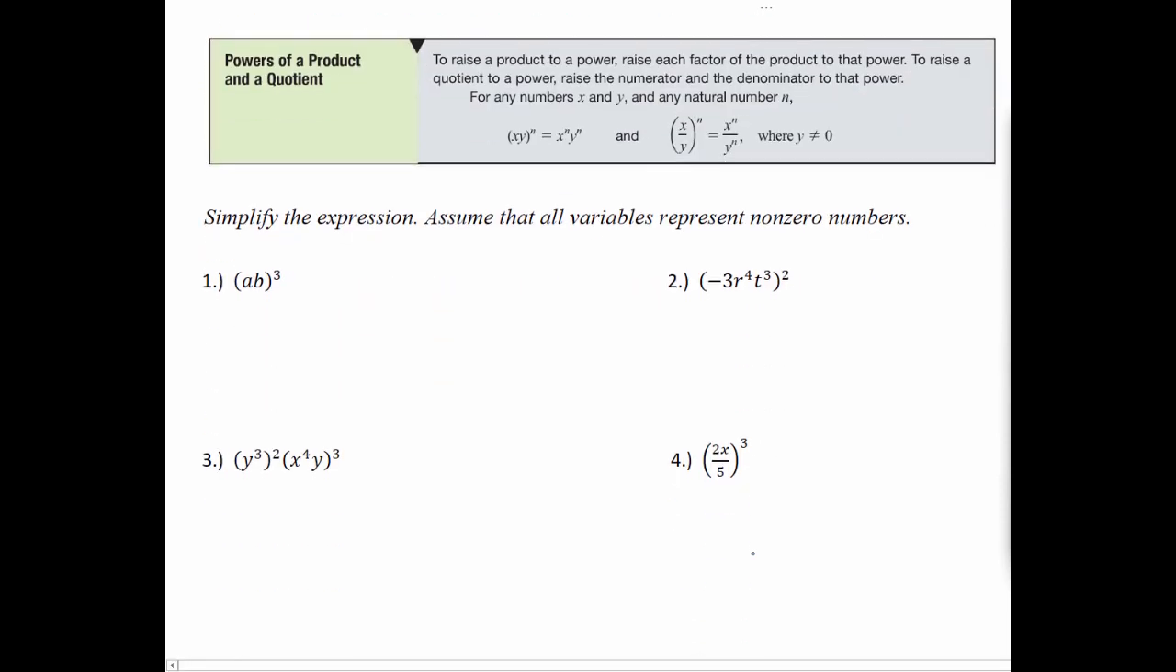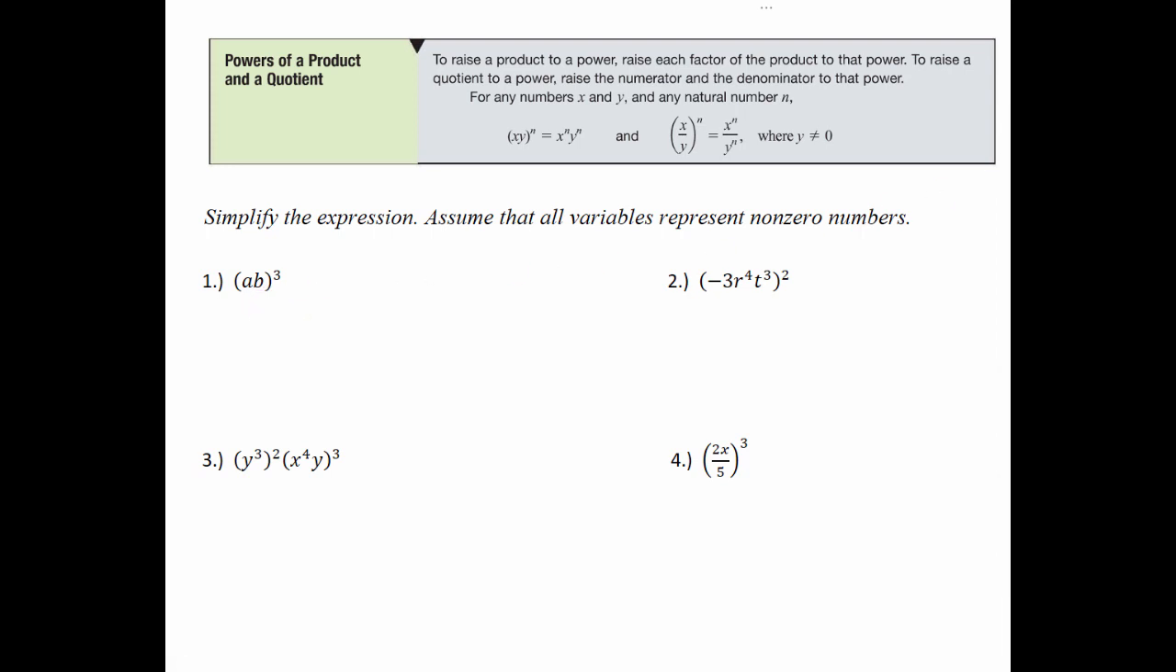So now we get an idea of the powers of a product and a quotient. We already did an example like this where we have a product and both things are being raised to the nth power. We also have this quotient where the parentheses indicate that both the numerator and the denominator are being raised to a power. So let's practice simplifying these expressions.